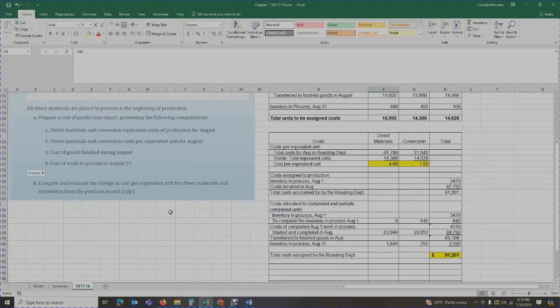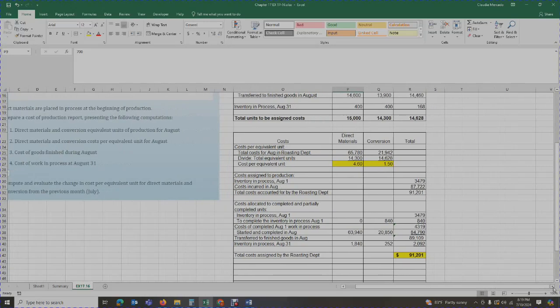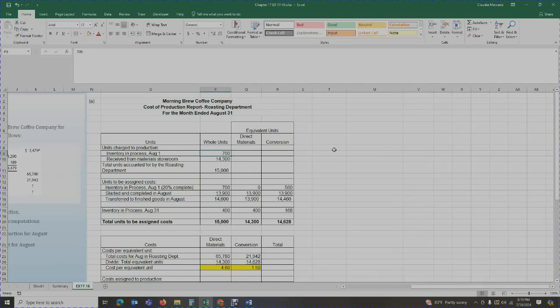Now that is part A. Okay, now part B says that we have to compute and evaluate the change in cost per equivalent unit for direct materials and conversion costs. Okay, so let's do this on the side over here. Let me set it up for you. Okay, so the first thing, this is requirement B. Okay, so we're going to start off with materials. Okay, so from current period.